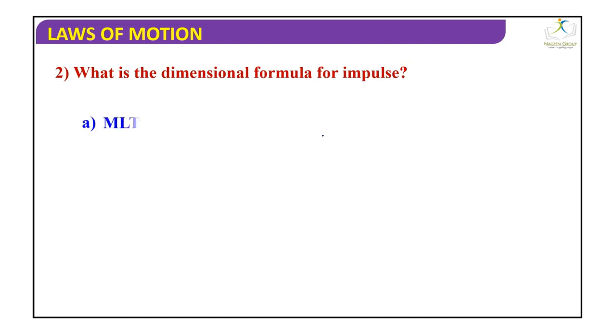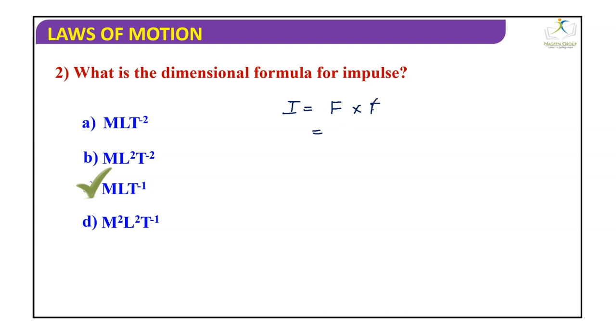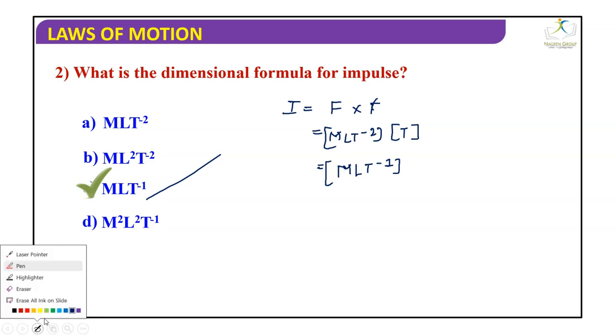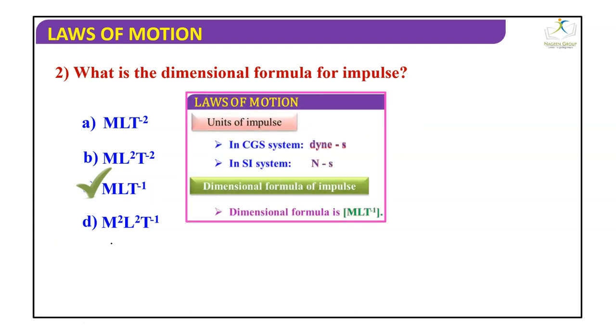What is the dimensional formula for impulse? MLT minus 2, ML squared T minus 2, MLT minus 1, or M squared L squared T minus 1. The correct answer is what? MLT minus 1, option C. If needed, I can do the calculation here also. F into T, where T is nothing but time. So force is MLT minus 2 and time is T. After solving, we get MLT minus 1, which is option 3. I hope it's clear.